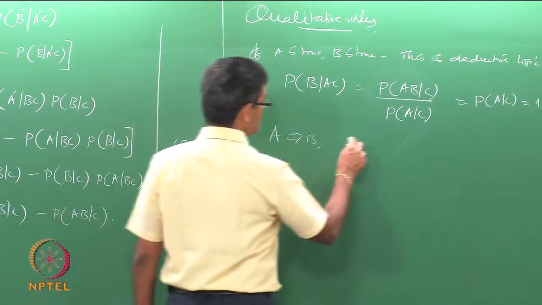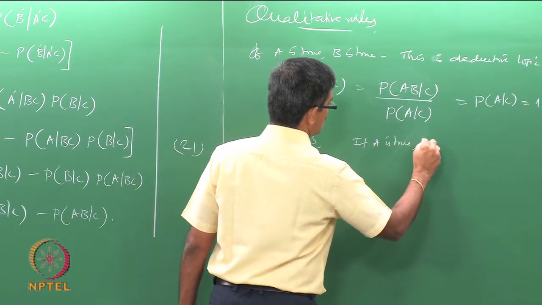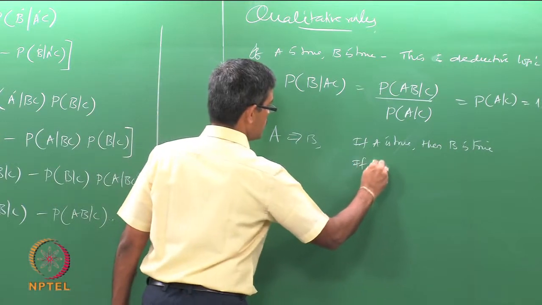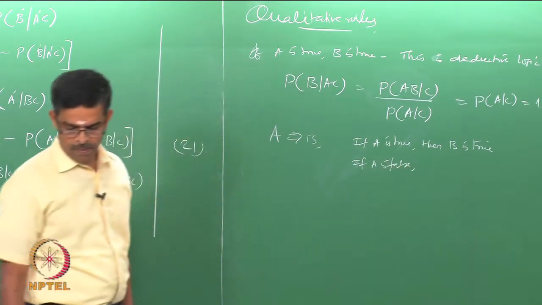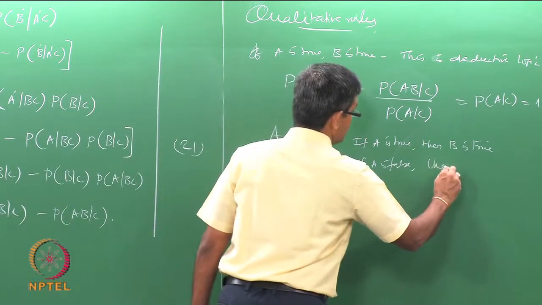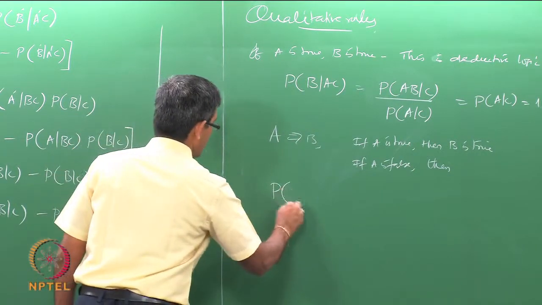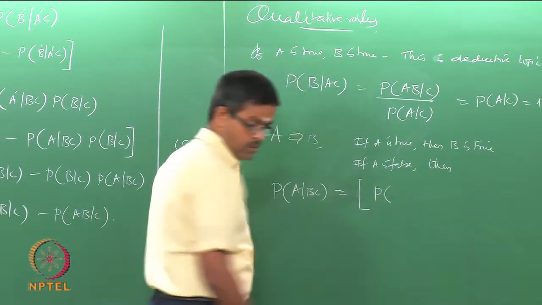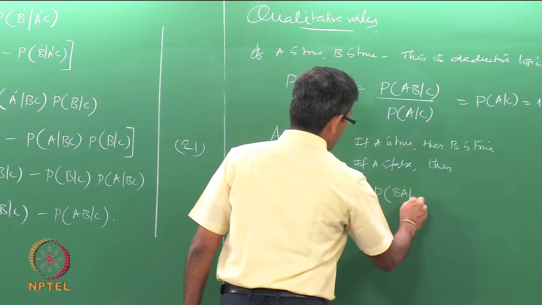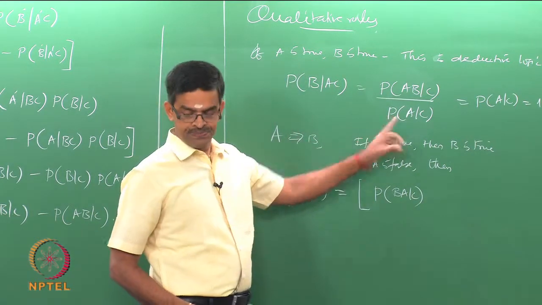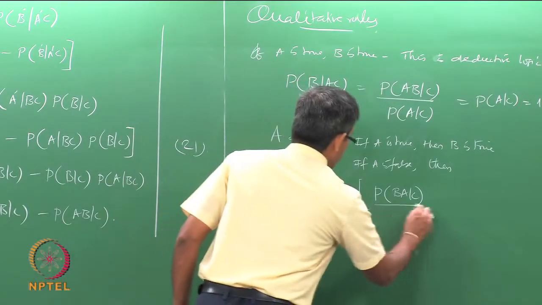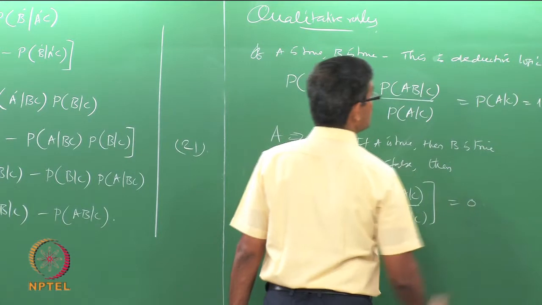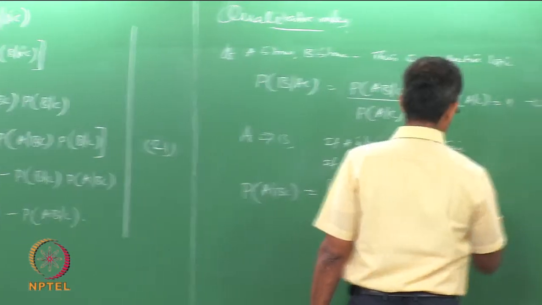If B is false, so this implies that if A is true, then B is true. If A is false, then probability of A given BC can be expressed as probability of B A given C. Obviously, you cannot use this because this is false, divided by probability of B given C, which can be now set to 0. You can call this as equation number 22, this as 23.